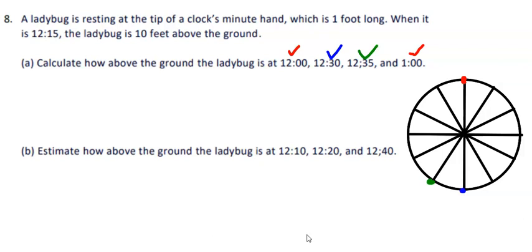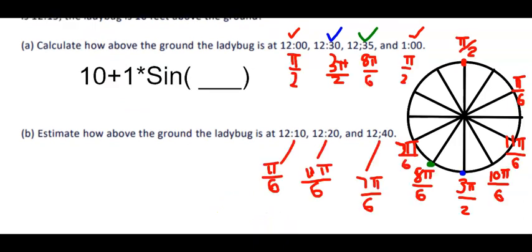Again, the clock's still 10 feet. The arm of the hand is still 1 foot. Go ahead and calculate the answers to the times, as well as estimate the answers for 12:10, 12:20, and 12:40. Turn the video back on when you have come up with your answers.